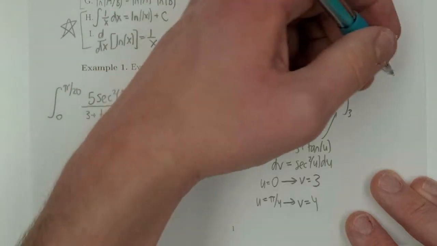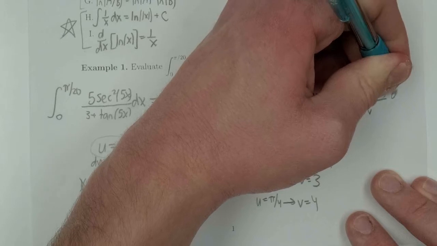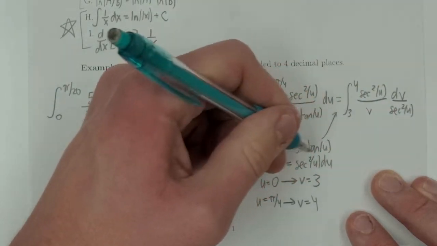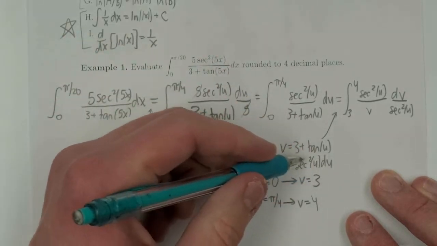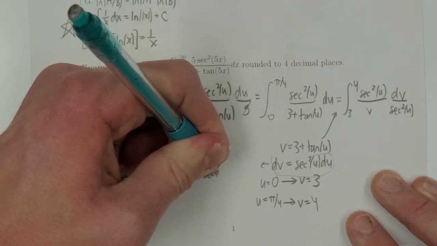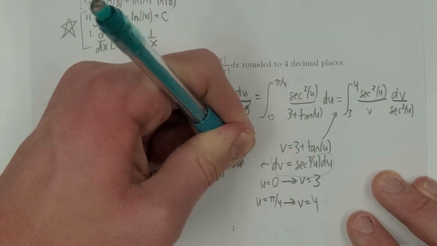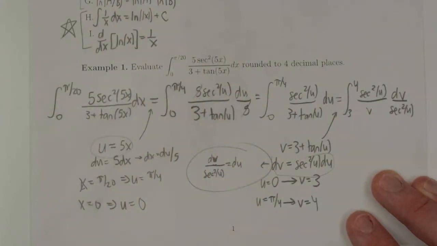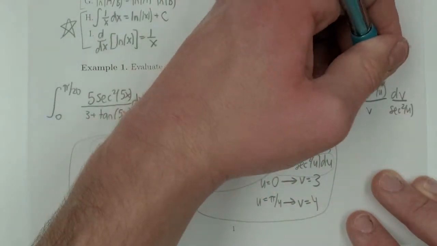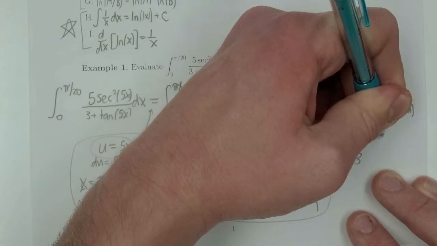and then so we have secant squared of u over, in this case, v, times dv over secant squared of u. If we just solve for du here, then we end up with dv over secant squared of u equals du. Okay? So then these secant squareds go away, and ultimately we're just left with the integral from 3 to 4 of dv over v.